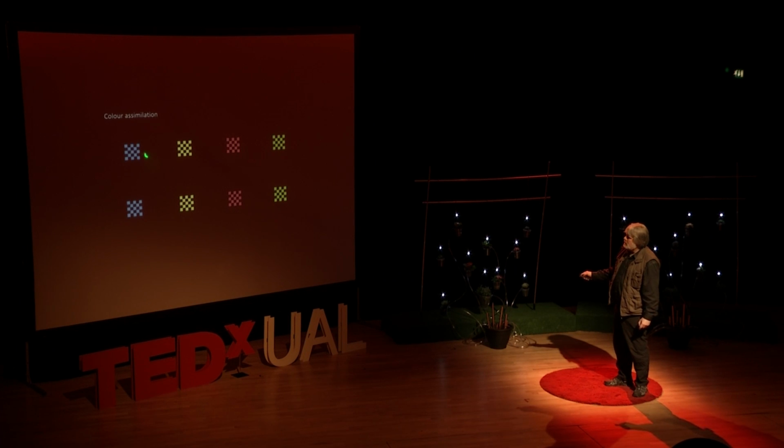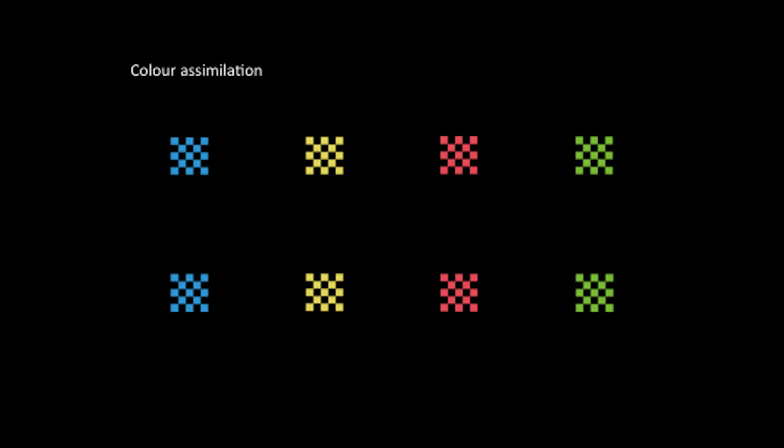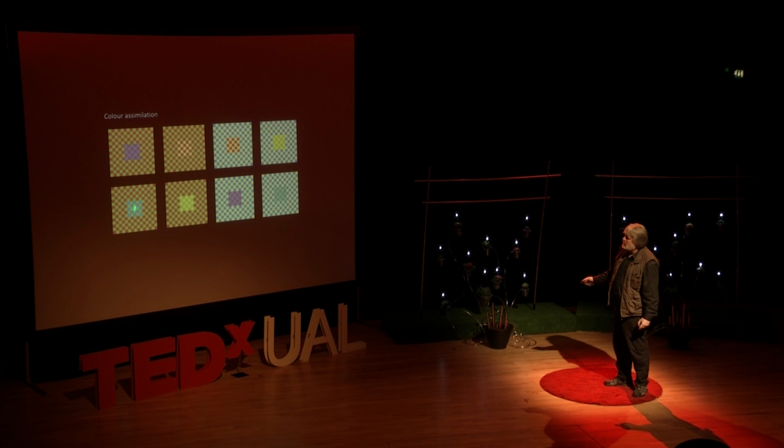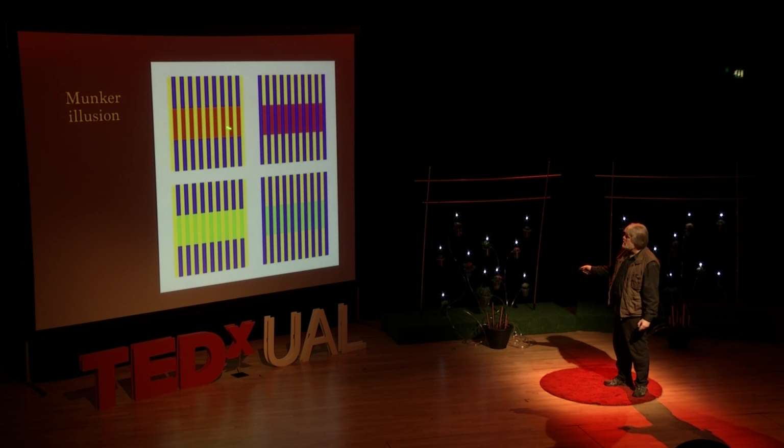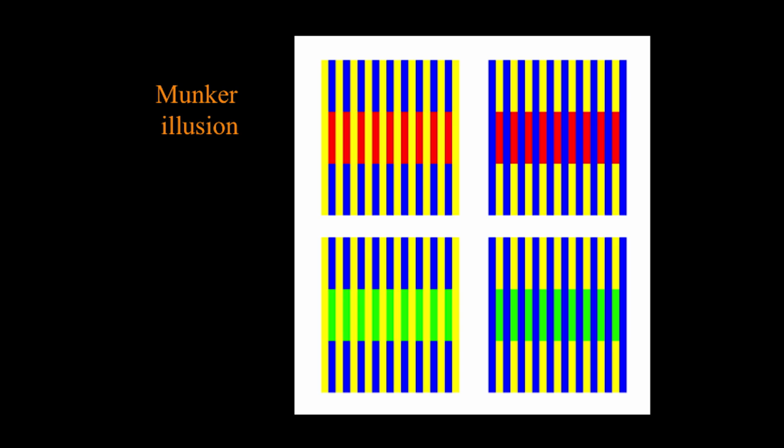Assimilation is where, on a small scale, little dots actually combine, add together. So if you surround these with different colours, they change in appearance. So here, if you surround them with red, they look slightly redder. If you surround them with green, they look slightly greener. And similarly here and here, you get these colour changes. And the stronger effect here is the Munker illusion, where these reds change in colour depending on which bar abuts them.